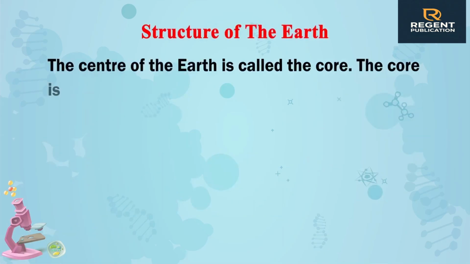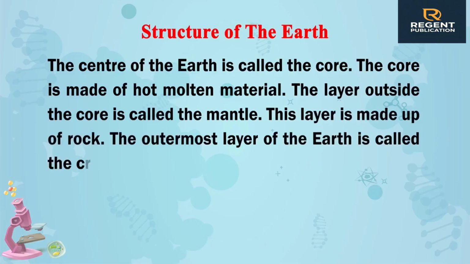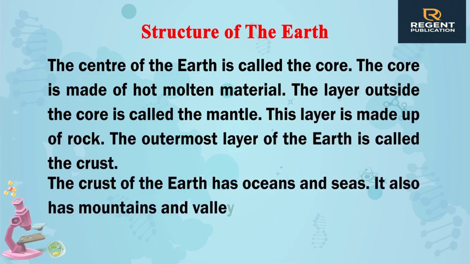Structure of the Earth. The center of the Earth is called the core. The core is made of hot molten material. The layer outside the core is called the mantle. This layer is made up of rock. The outermost layer of the Earth is called the crust. The crust of the Earth has oceans and seas. It also has mountains and valleys, deserts and plains.